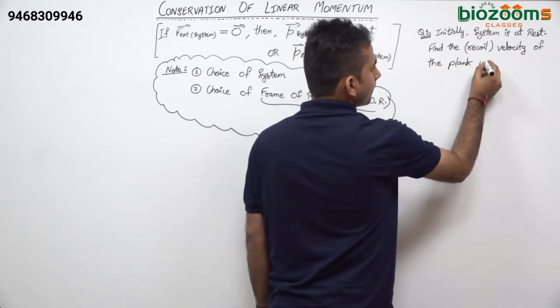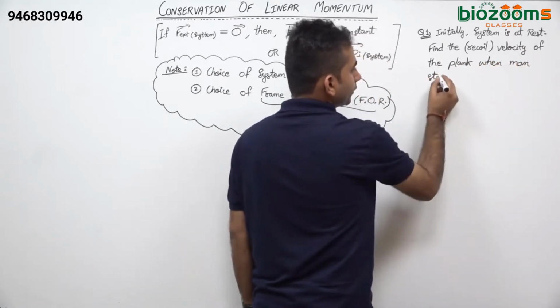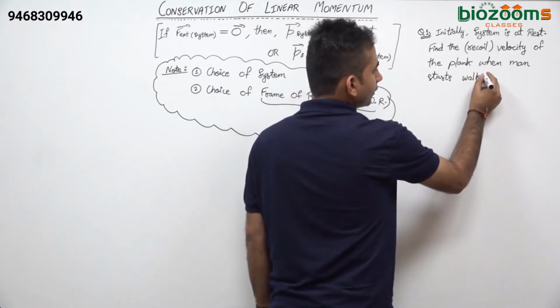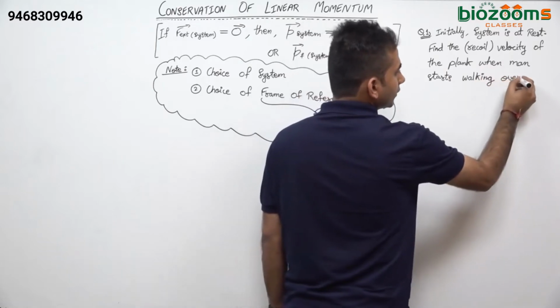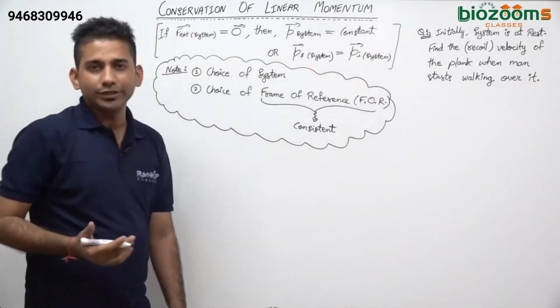when the man starts walking over it. There is a man standing over the plank which was initially at rest, and now the man starts walking over the plank. So there will be a recoil velocity attained by the plank. You need to determine it.